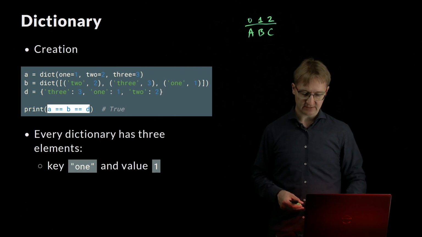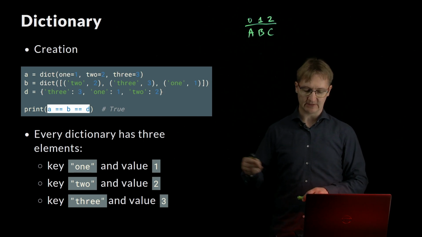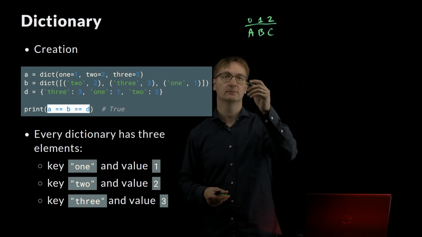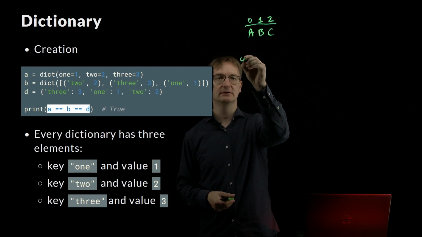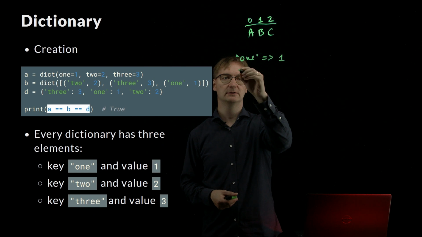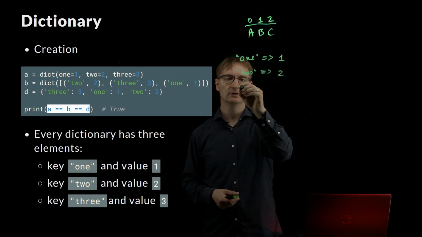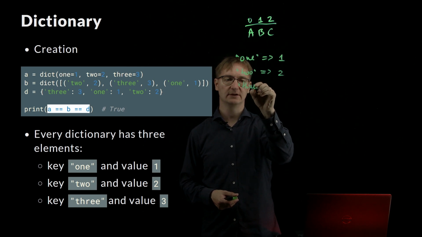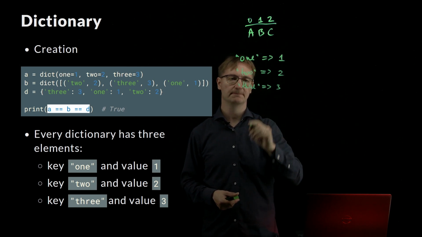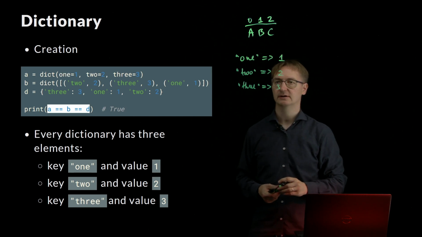Every dictionary has 3 elements. 1 is a key and the value is 1. So what happens is we get 1, this points to 1, 2 points to 2, and 3 points to 3. And this is my dictionary.